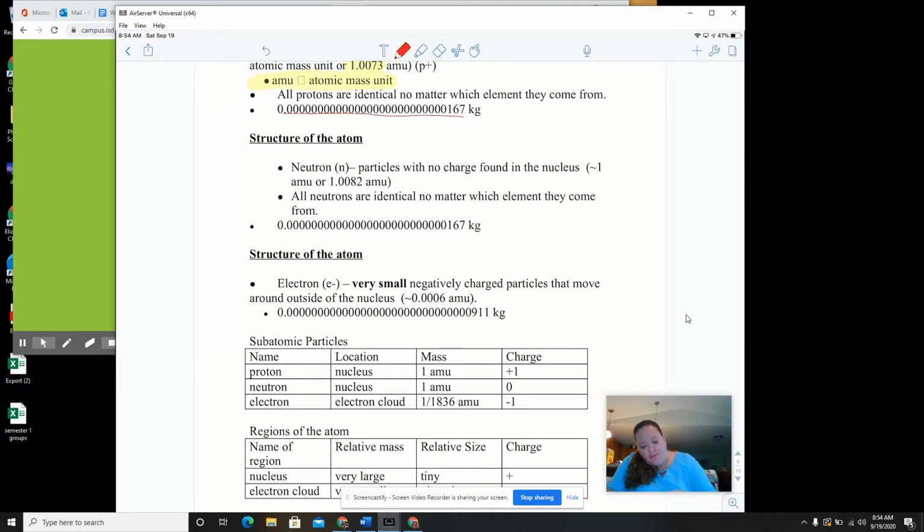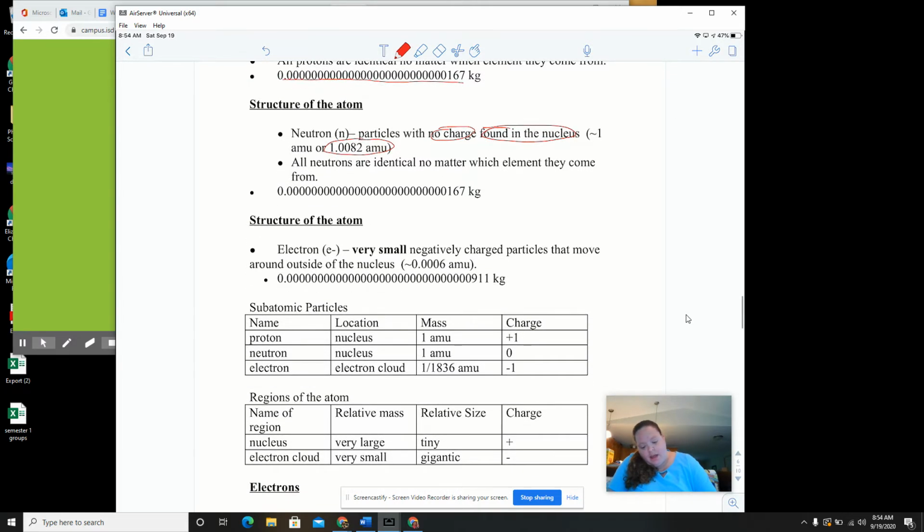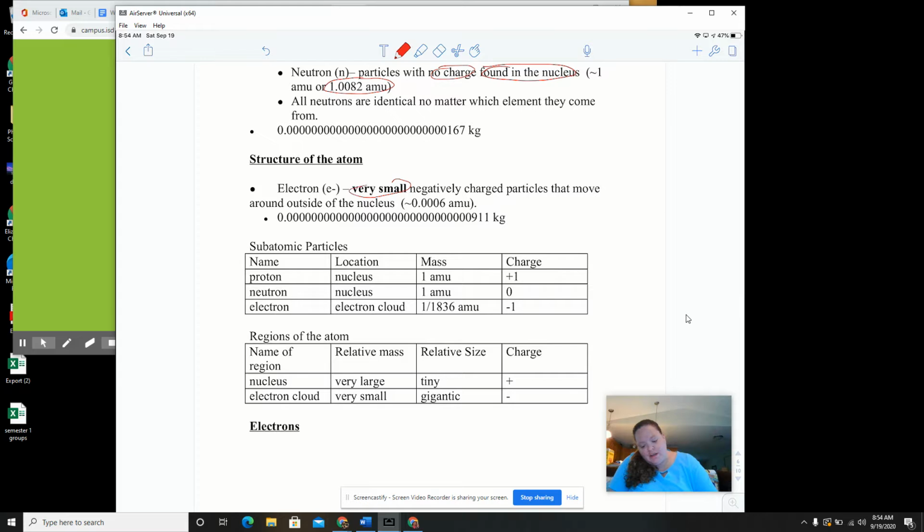Onto the neutron. The neutron has no charge, and is also found in the nucleus, a big portion here. All neutrons, again, are identical no matter which ones they come from, and again, very, very small. So AMU 1.0082. So again, just about 1 AMU. The electron is very, very small, negatively charged, outside of the nucleus. It is about 2,000 times smaller than the proton and neutron. It's much smaller than the proton and neutron.